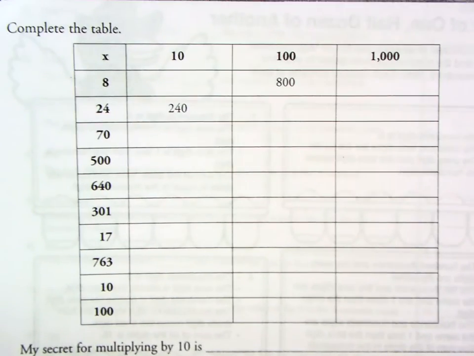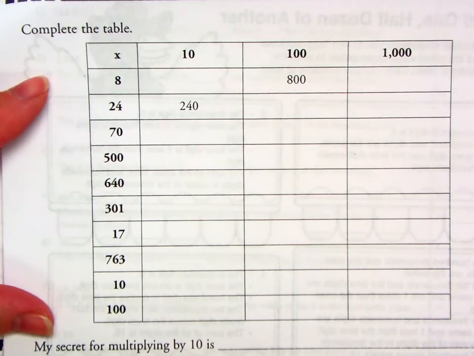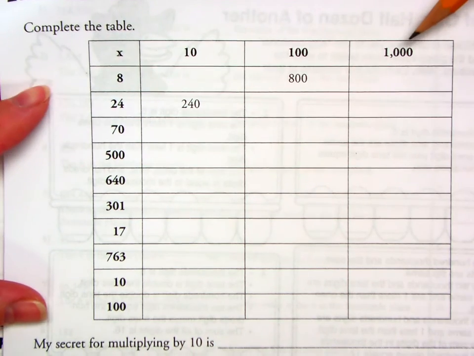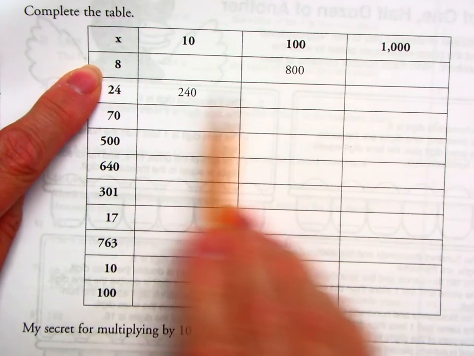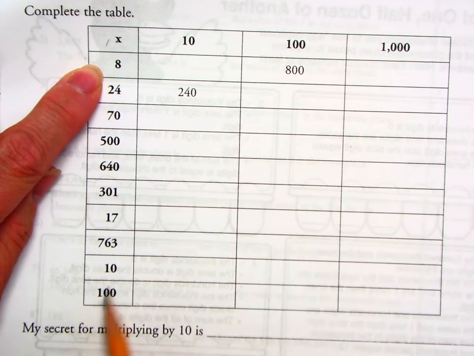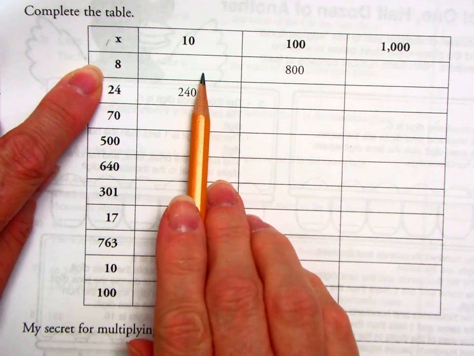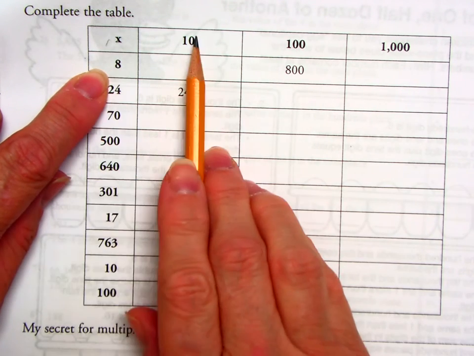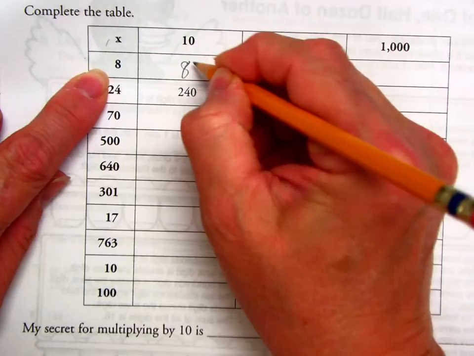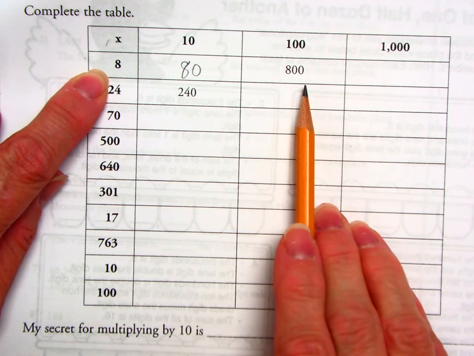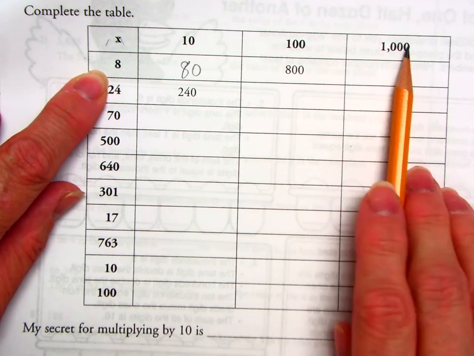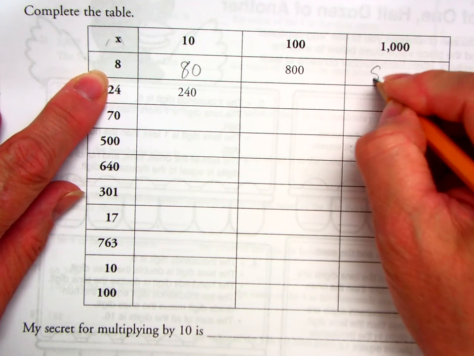All right, the next page is completing the table about place and value by multiplying by 10, 100, and 1,000. So in each bar going across, I'm going to treat this like a small multiplication table. And in this box, I'm going to put 8 times 10, which is 80. 8 times 100 is 800. And 8 times 1,000 is 8,000.